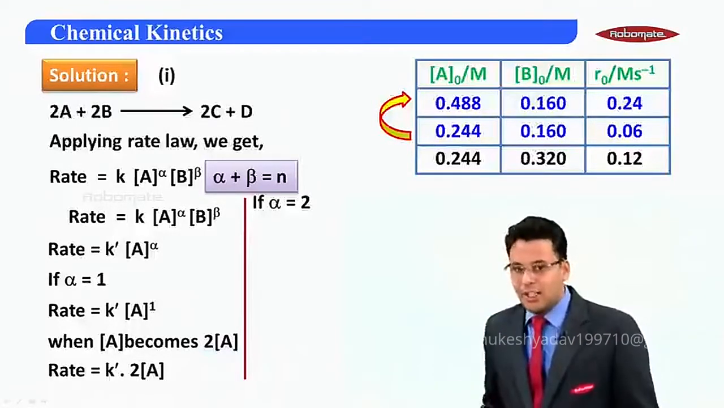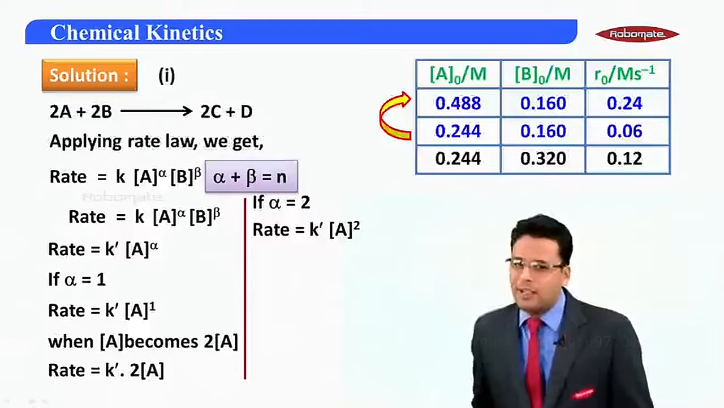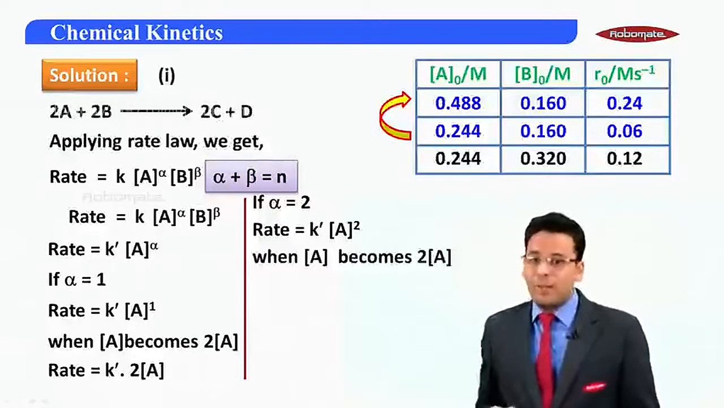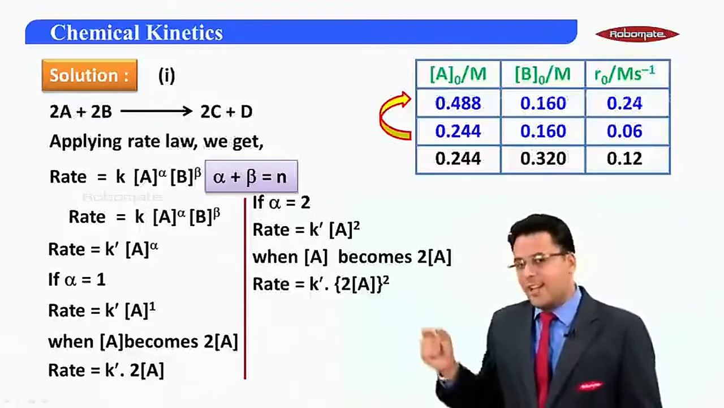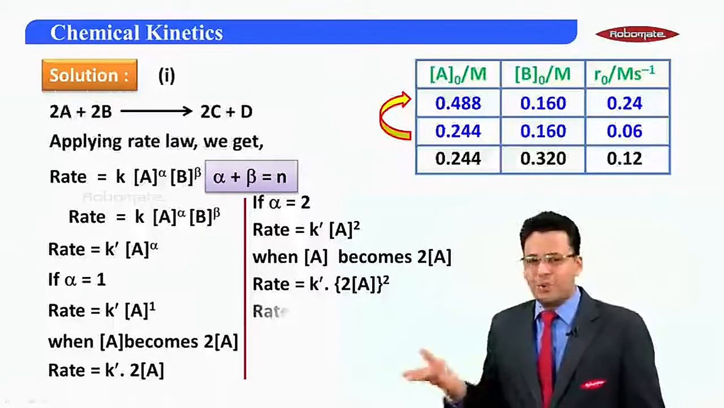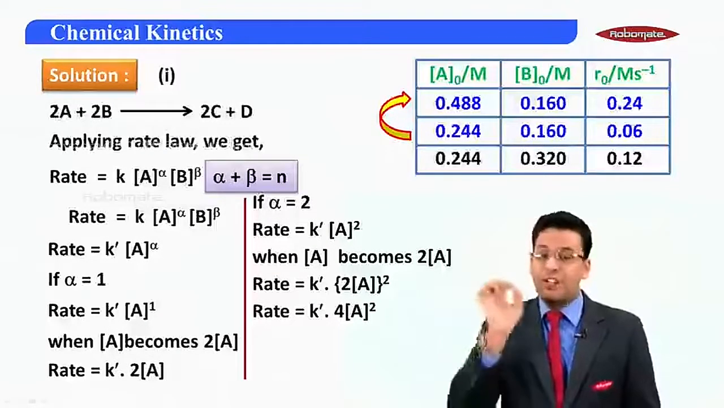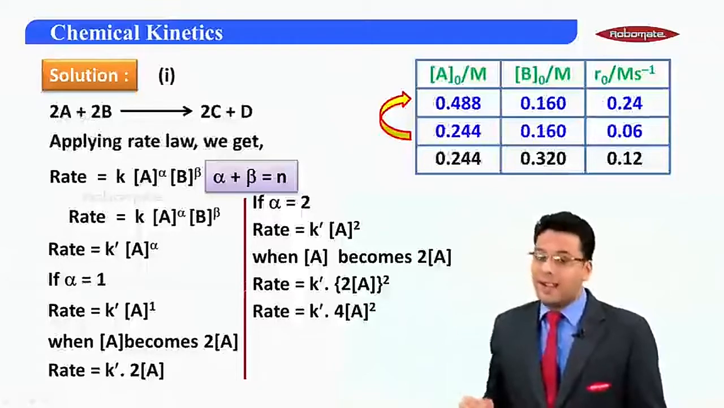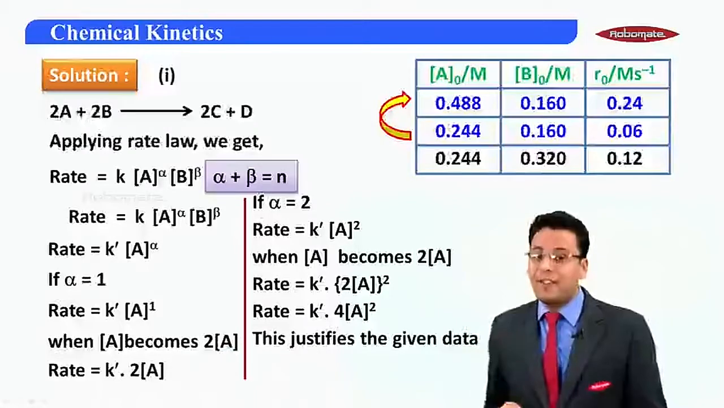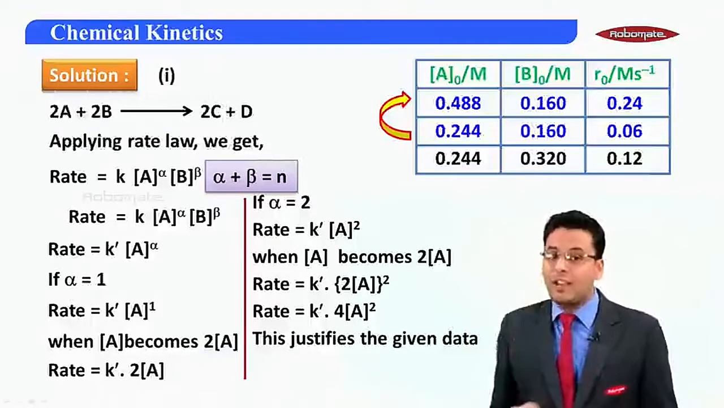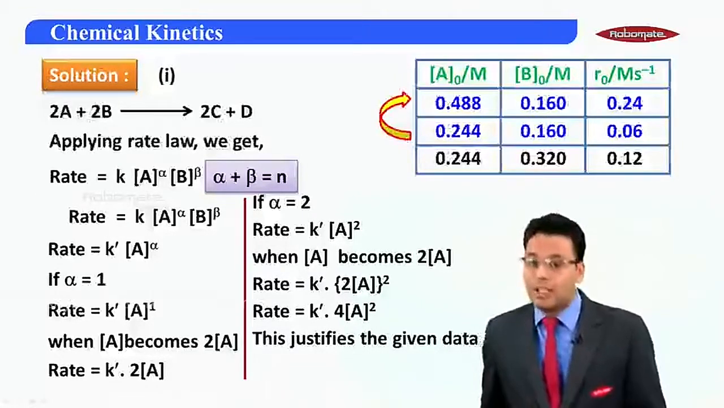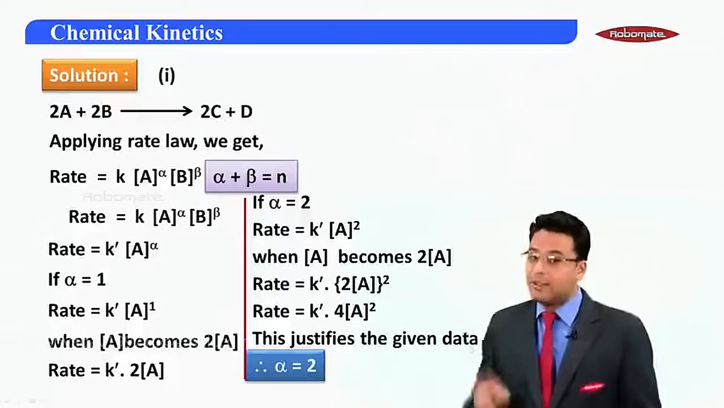Now here, the rate law will become rate is equal to K dash into concentration of A raised to 2. Here when we double the concentration of A, the equation will become rate is equal to K dash into 2A whole square, which means 4 into concentration of A square. So now I can say that the rate is increasing by a factor of 4, and this justifies the given data because rate has to increase by a factor of 4. So I can say with absolute certainty that the value of alpha is 2.